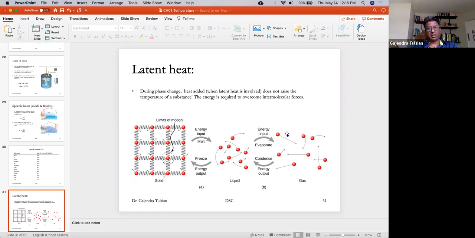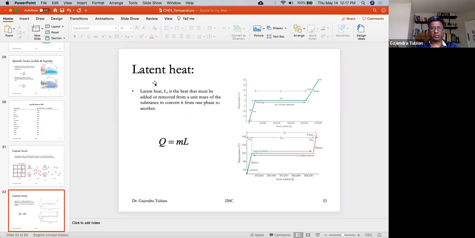So all the energy went into breaking the bonds, and that heat is called latent heat. So the heat did not increase the average kinetic energy of the molecules, okay? And that is latent heat. So when a phase change happens, the amount of heat added is the mass converted from one phase to another, times the latent heat, okay?